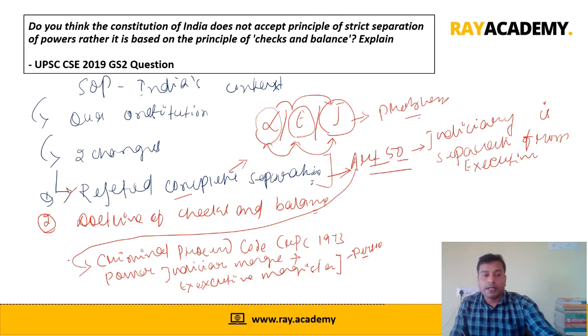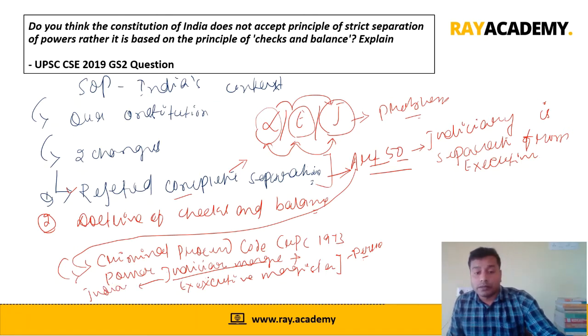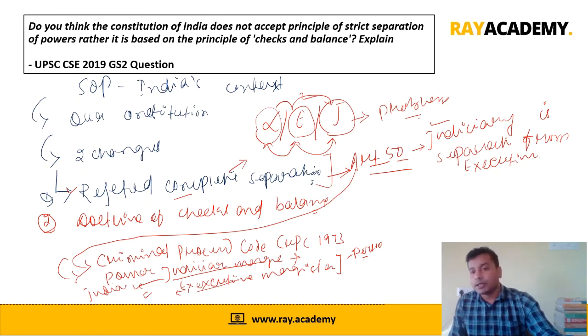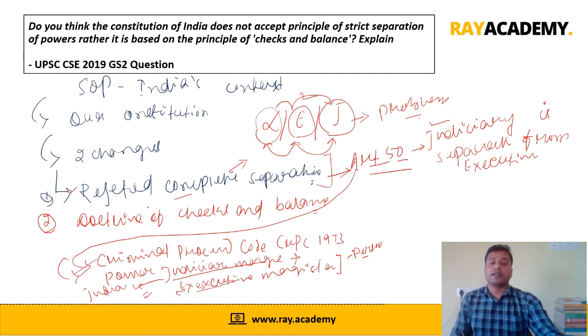But in order to implement this Article 50, it cannot be possible that the executive will exercise judicial power. That means the judicial magistrate will exercise the judicial power, and the executive magistrate will exercise the executive power. Clear? Because the judiciary is a different wing and the executive is a different wing. That is the change we have made to our criminal procedure.